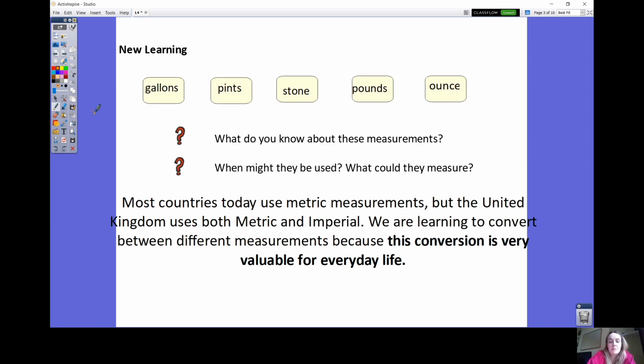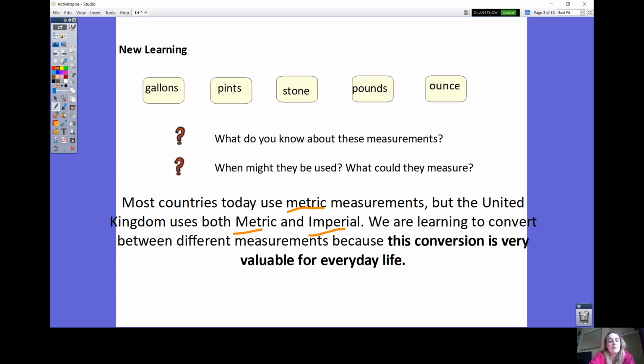Yesterday we went over the difference between metric and imperial. Most countries today use metric measurements, but we know from yesterday that the United Kingdom uses both metric and imperial. The reason we are learning to convert between these different measurements is because this conversion is very valuable for everyday life. I'll show you some real life examples in a second where jugs, bottles, things like that, will have the units in either metric or imperial. And sometimes you're going to have to convert for things like recipes and in real life.